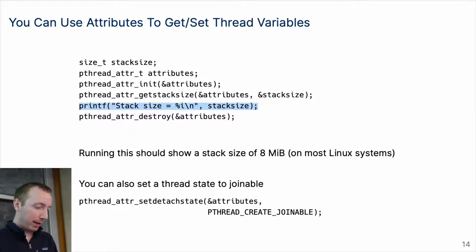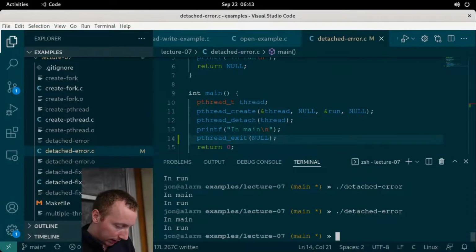The default stack size is surprisingly small, maybe, or not surprisingly, but by default it's 8 megabytes. You can also use this attributes interface to set a thread to joinable or detached, so you don't have to call pthread detach, it just is as soon as you execute it. Attributes are basically just options you can set for threads. There's a question in the chat, so let's go ahead and see that.